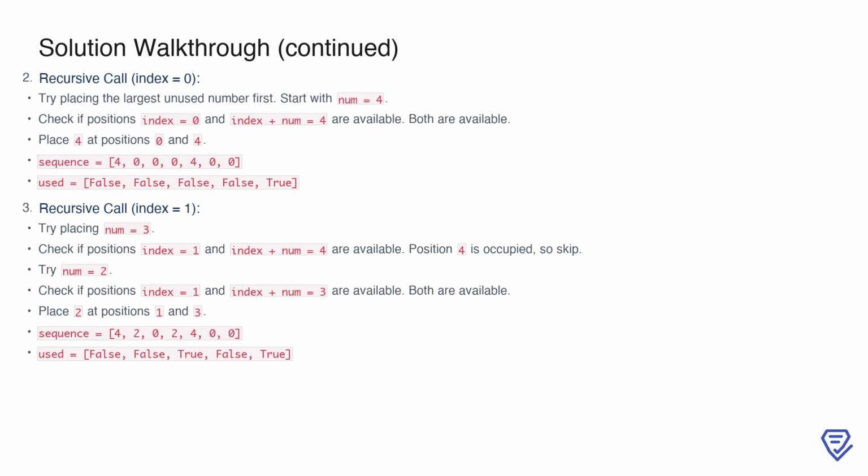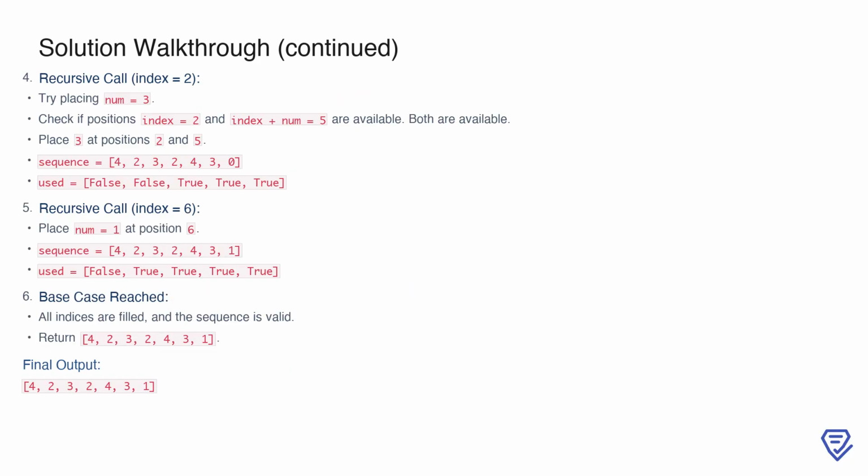Continuing to index equals 1, we try placing number equals 3. Position 4 is already occupied, so we skip 3 and move to number equals 2. Positions 1 and 3 are available, so we place 2 in these positions. The sequence becomes 4, 2, 0, 2, 4, 0, 0, and 2 is marked as used. Now, at index equals 2, we attempt to place number equals 3. Positions 2 and 5 are available, so we place 3 in these positions. This updates the sequence to 4, 2, 3, 2, 4, 3, 0, and 3 is marked as used.